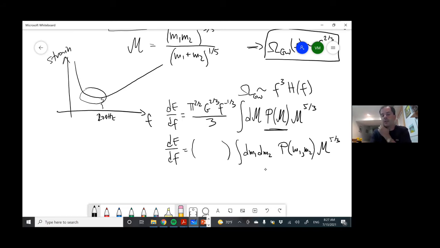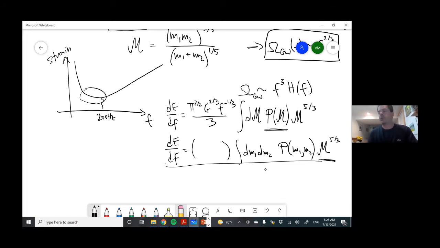And in fact, this last thing is what we're using in our papers recently. We basically use the distribution of masses that is coming from the studies of the individual binaries from LIGO and Virgo detectors, and then do this kind of an integral over that distribution to account for all the possible values of the chirp mass.